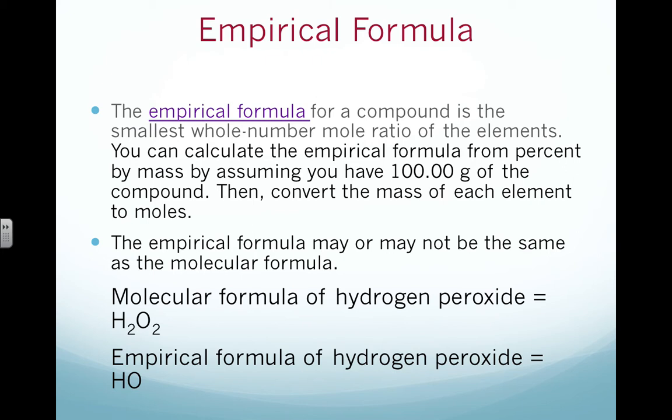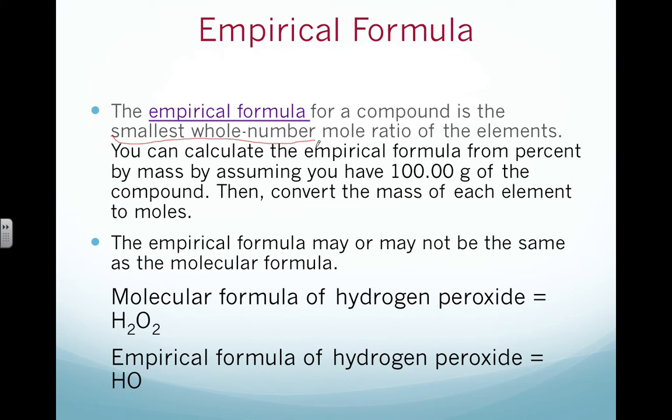Now here's empirical formula. Now empirical formula, and I think I hinted at it when we were doing the lab, is the smallest whole number ratio. So the empirical formula, you're going to find out, could be different than the molecular formula. So I think I showed you glucose. Glucose has a different empirical formula than its molecular formula, and we're going to talk about that in a little bit.